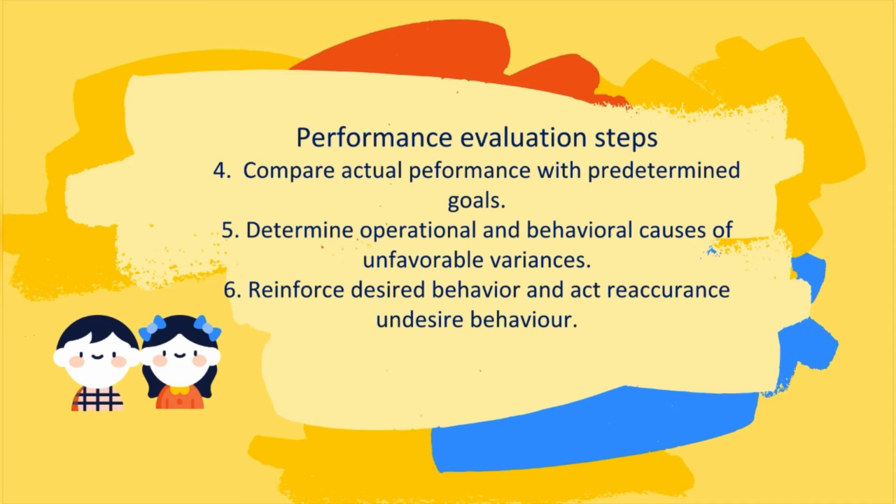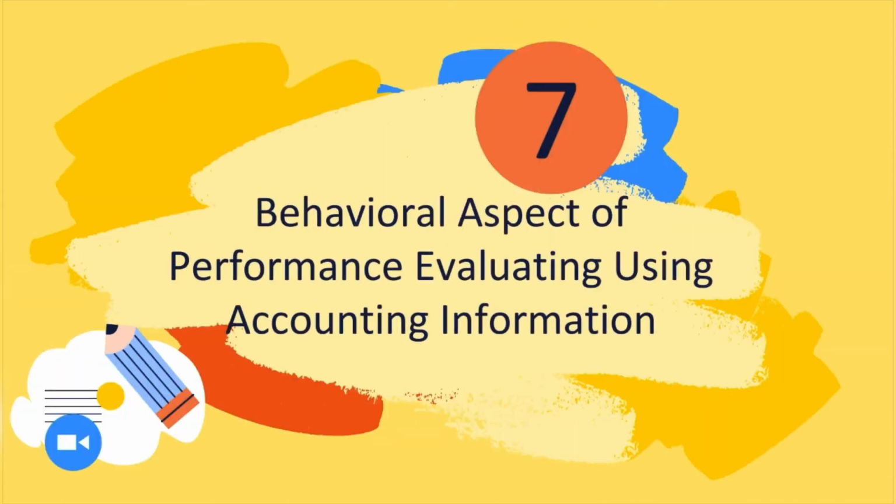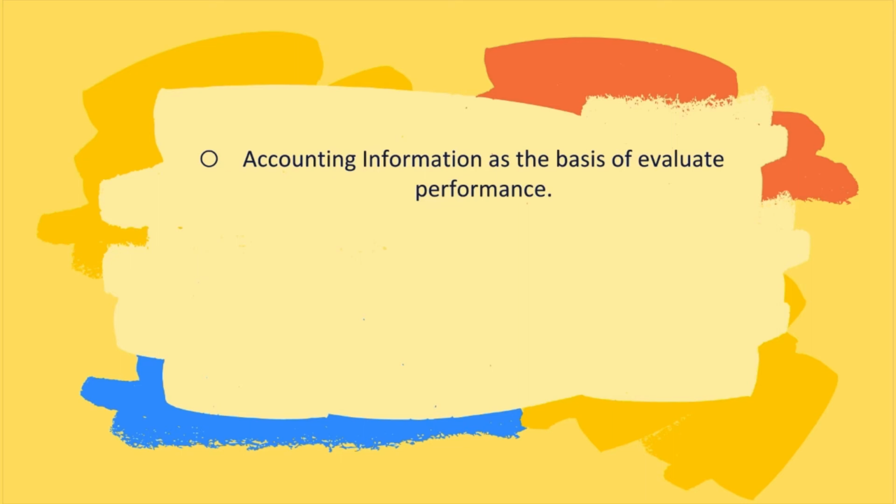And then the next is the behavioral aspect of performance evaluation using accounting information. Firms use accounting information, alone or in conjunction with other information, as the basis for evaluating segment and subordinate performance. The reason for this is that accounting data are hard or objective rather than soft or subjective.